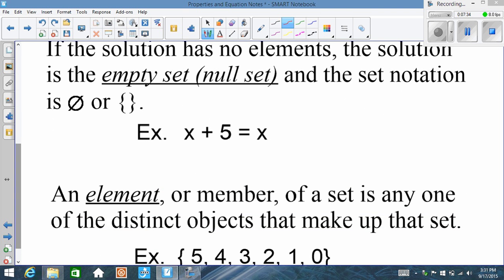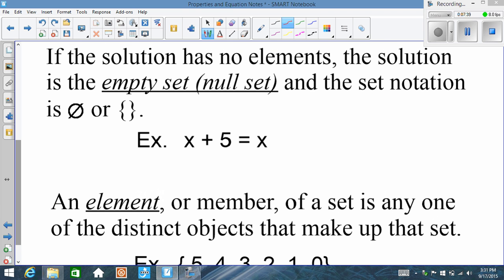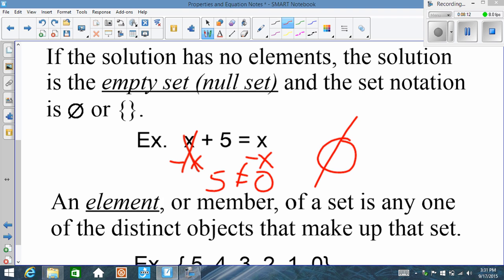If the solution set has no elements, there's no answer for it, the solution is called the empty set or the null set. The set notation is a circle with a line through it, or empty brackets with nothing inside. This is an example of something that would give us an empty set, or no solution. If we try to solve this, we would say negative x minus x, this goes away, so 5 equals 0. That is not true. So the answer would be the empty set or no solution.